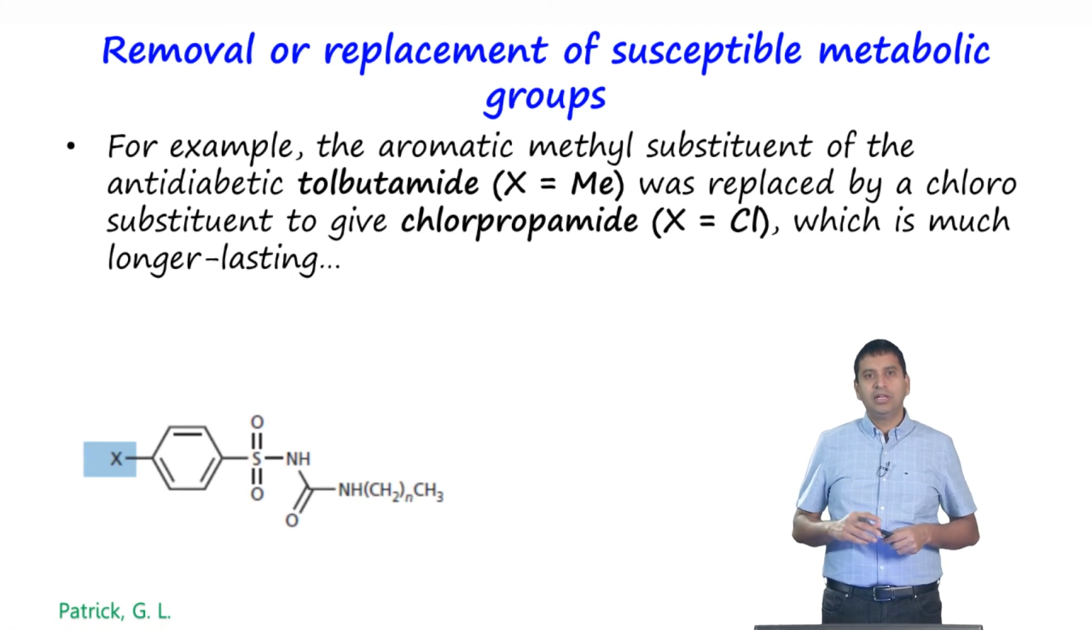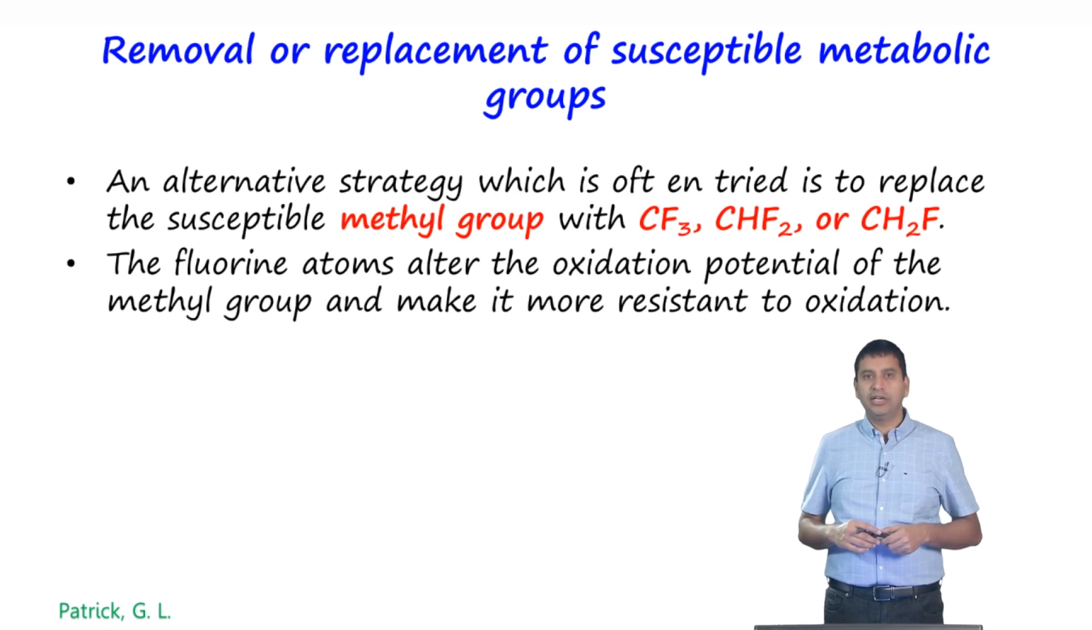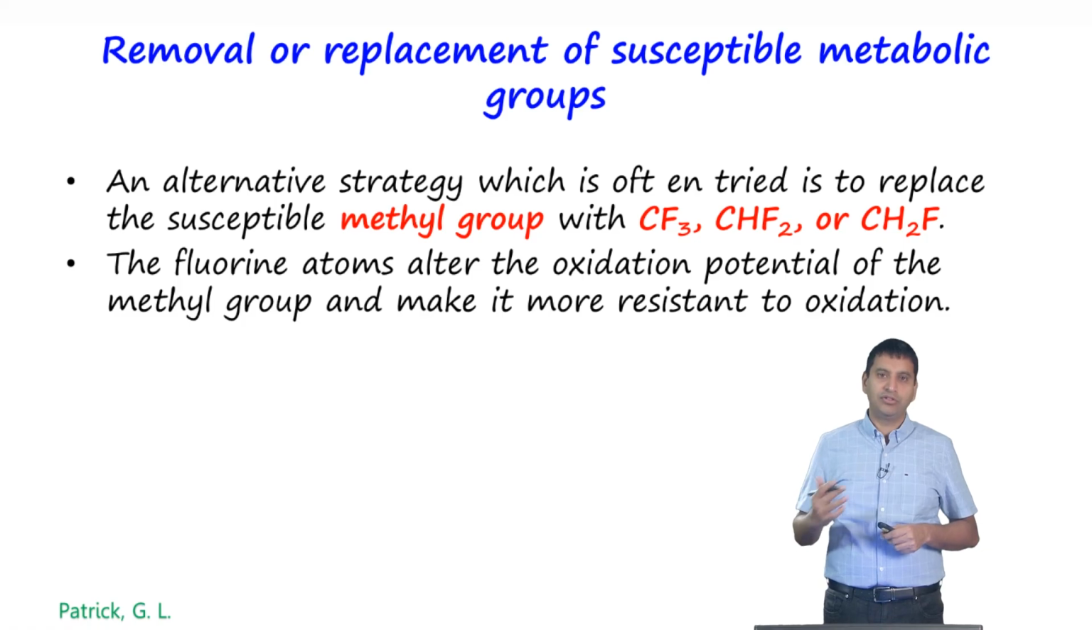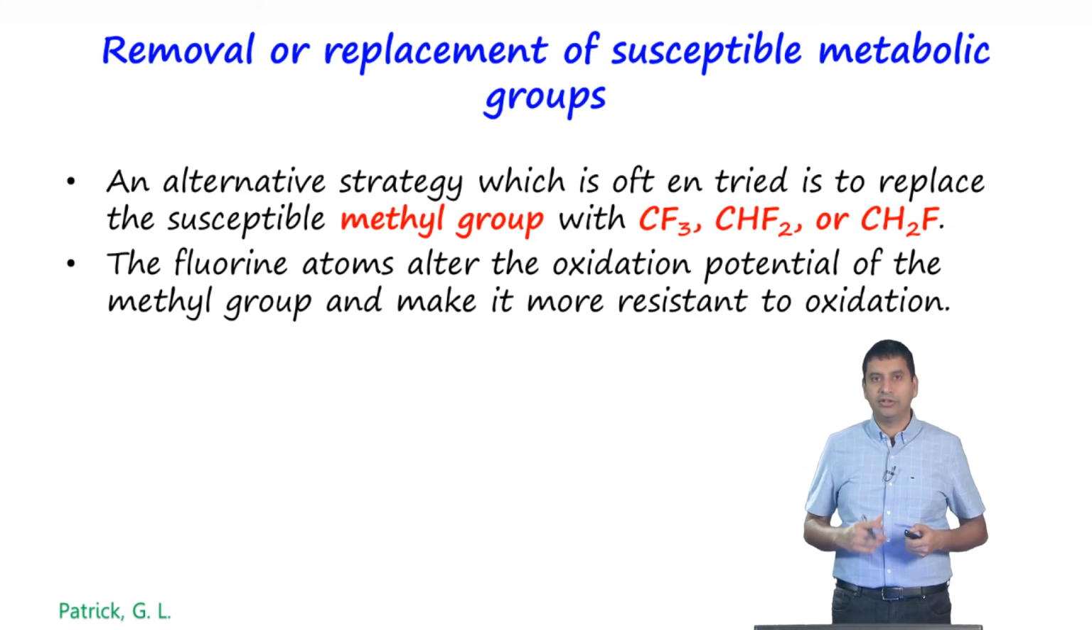For example, the aromatic methyl substituent of the anti-diabetic compound tolbutamide was replaced by a chloro substituent, which gives chlorpropamide, which is much longer lasting. An alternate strategy which is often tried is to replace the susceptible methyl group with a fluoro substituent. So, you can have a CH2F, CHF2 or CF3, and these fluorine atoms alter the oxidation potential of the methyl group and make it more resistant to oxidation.